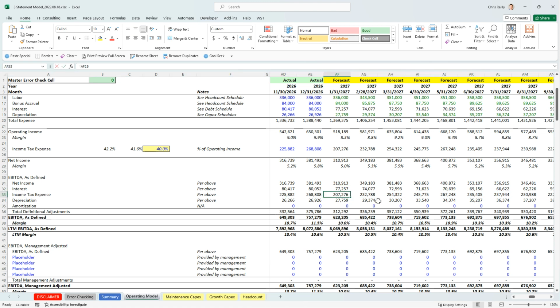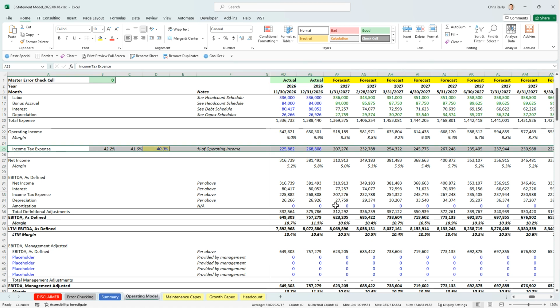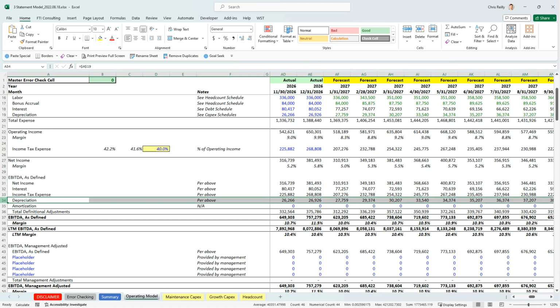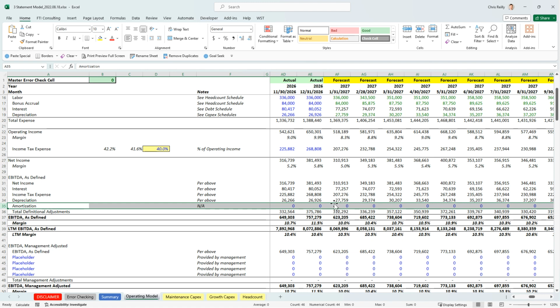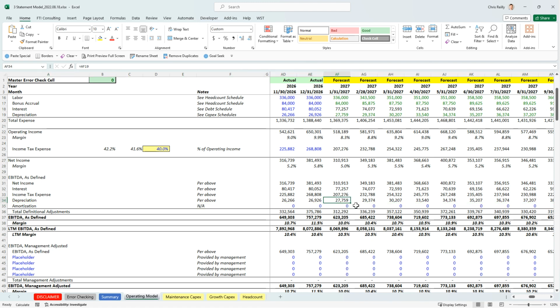Again, I'm just pulling this directly from my income statement. Here's the income tax expense. I want to show what this might look like if this was a pass-through entity, or if it didn't have an income tax expense on its books. So this is most likely a C Corp. And then lastly, we have depreciation and amortization. This company doesn't have any amortization, that's fine, but I'm just pulling back depreciation from the income statement.